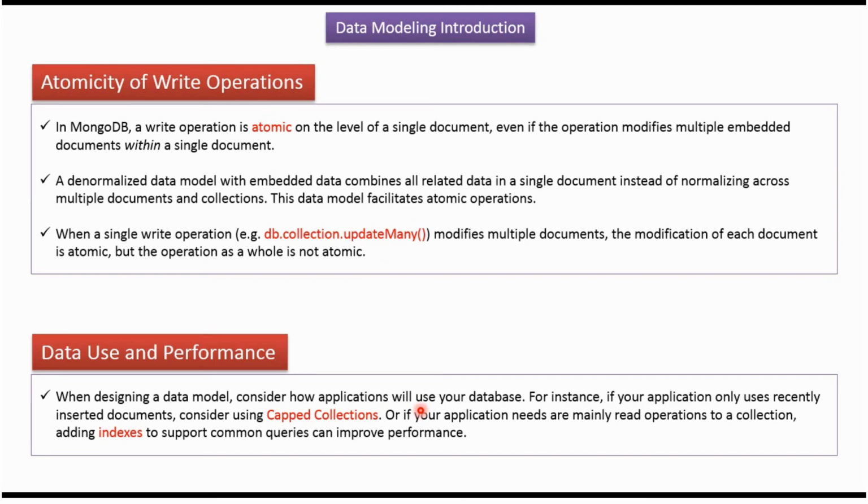When designing a data model, we have to consider how our application will use our database. For example, if your application only uses recently inserted documents, then we have to consider using a capped collection. And suppose our application is doing a lot of search and read operations on a collection, then adding an index will improve the performance.